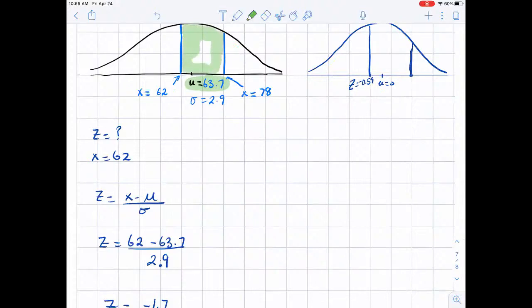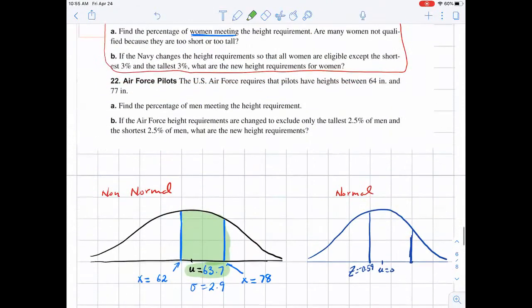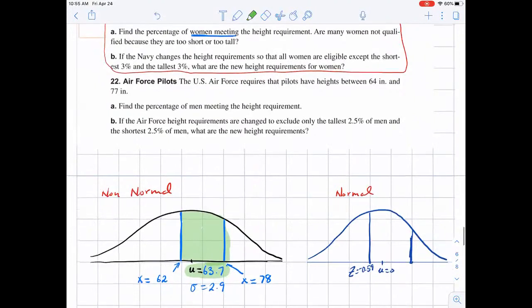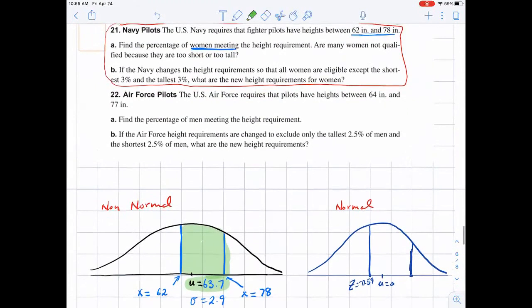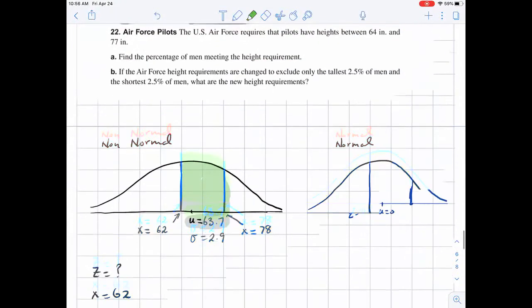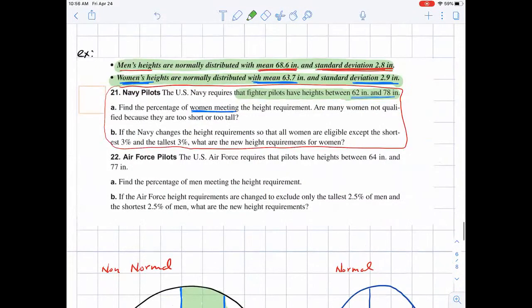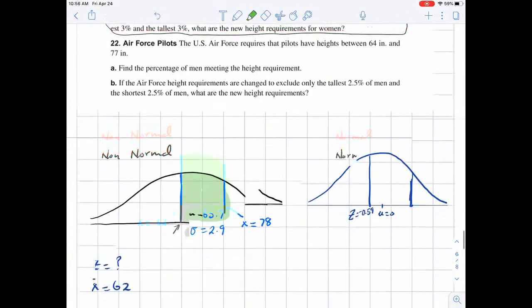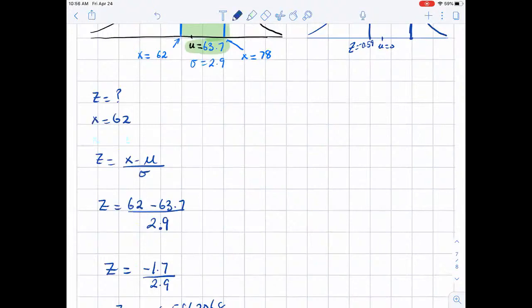This is what the Navy accepts. They accept anyone between, I think it was Navy, right? Yeah. The Navy accepts the requirements of height between 62 and 78 inches. Find the percent of women meeting the required height. Okay, good. So now we want to know, what is Z equal to when X is equal to 78?